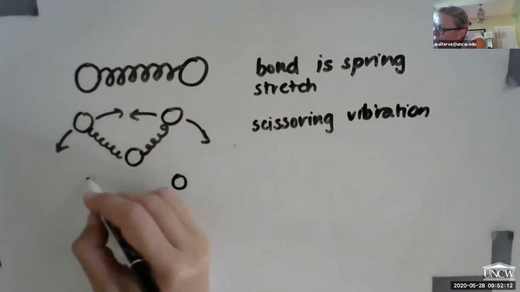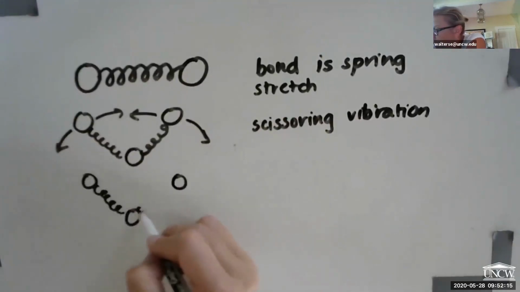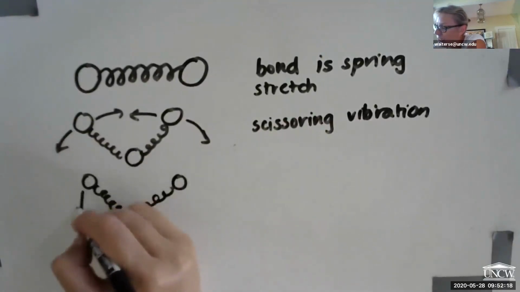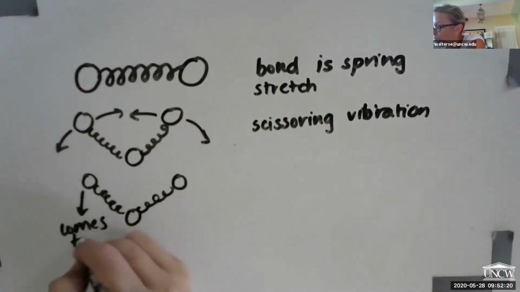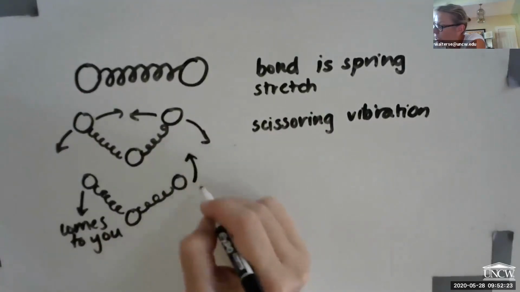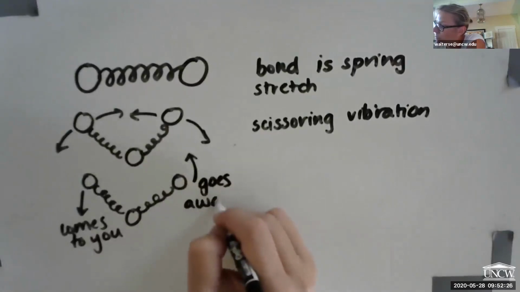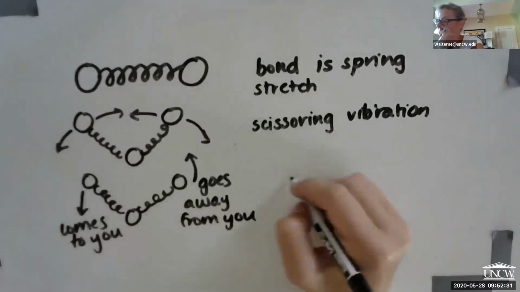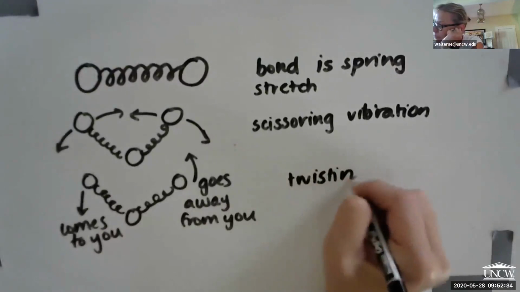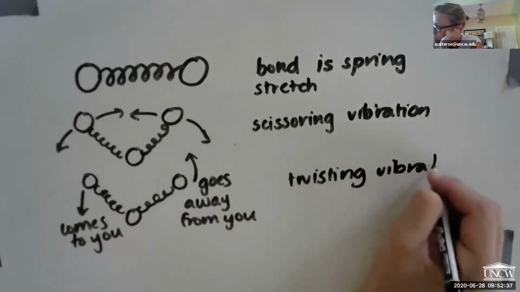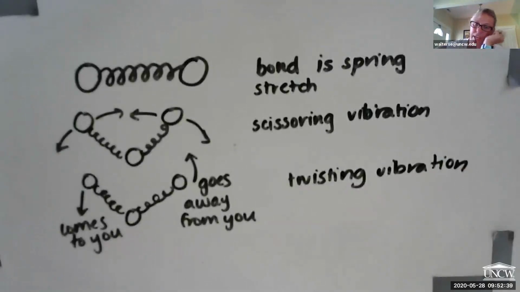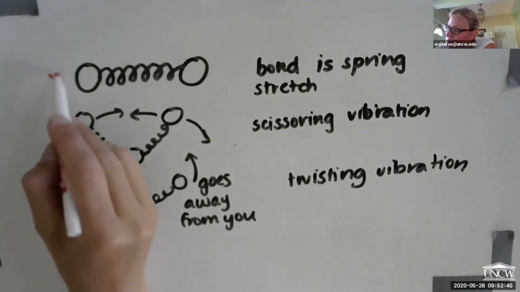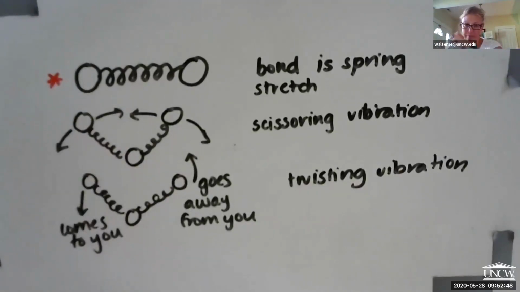The other way you can have this is that this one comes toward you, while this one goes away from you. That's called a twisting vibration. Some of these are going to be more important than others, and we're going to talk primarily about the bond spring stretch.